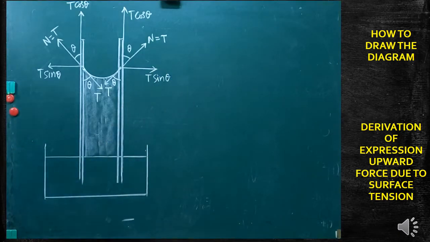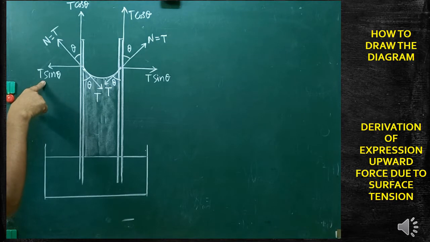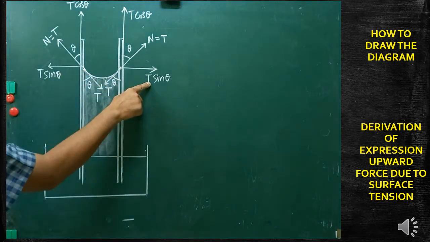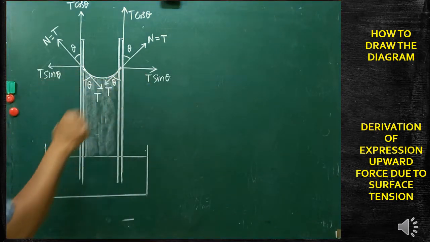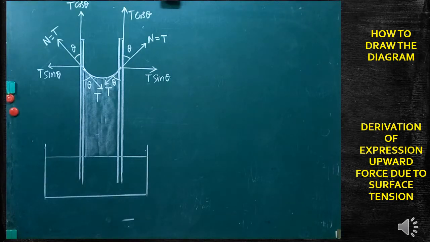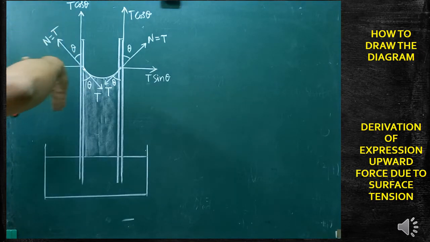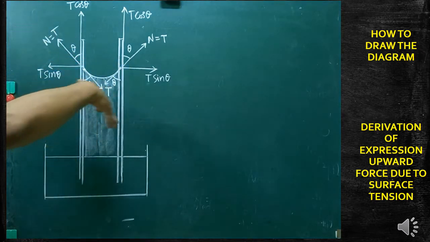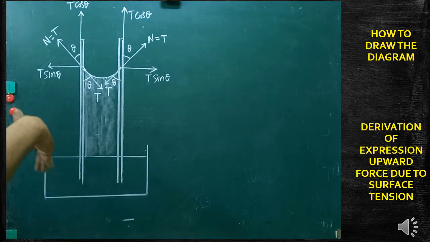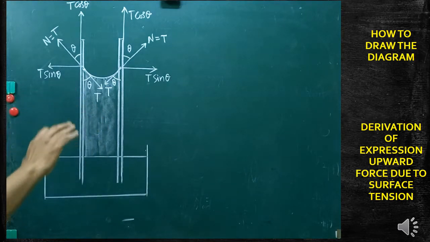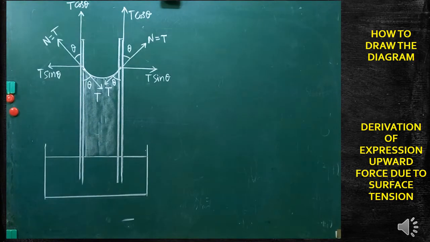Are you clear? Here this T sin theta and this T sin theta both are acting in the opposite direction. Their magnitudes are equal and directions are opposite, and both of them will be cancelling with one another. If you observe the same picture from top view, you can observe several T sin thetas. Each one of them will be cancelling with one another. On the whole, the net effect will be 0.